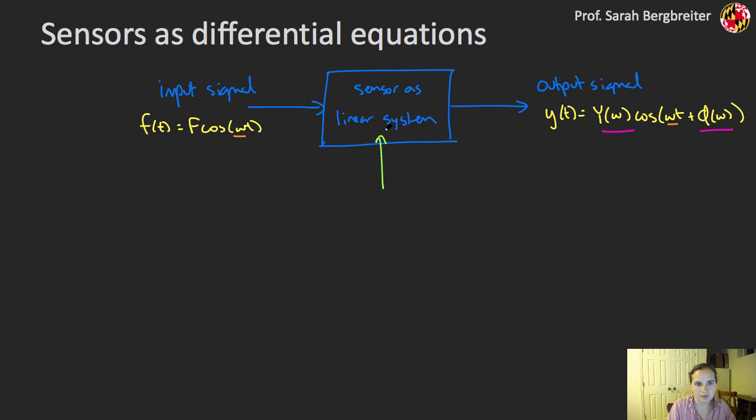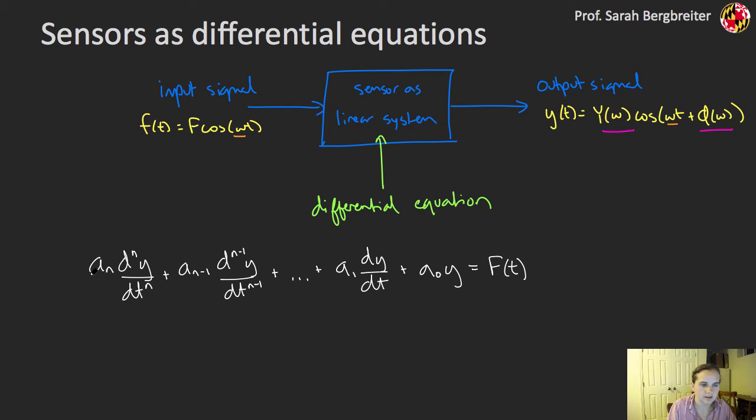Right? But in order to understand how the magnitude and the phase change, I'm going to think of my sensor effectively as a differential equation. And for a linear system, I can describe that as a bunch of coefficients, and I've used a little a_n to describe these, as well as a bunch of derivatives of that output. So a_n will be the coefficient on the nth derivative, a_(n-1) the n minus 1th derivative, a1 will refer to the coefficient for the first derivative, a naught is just the y signal. Those will equal f of t.